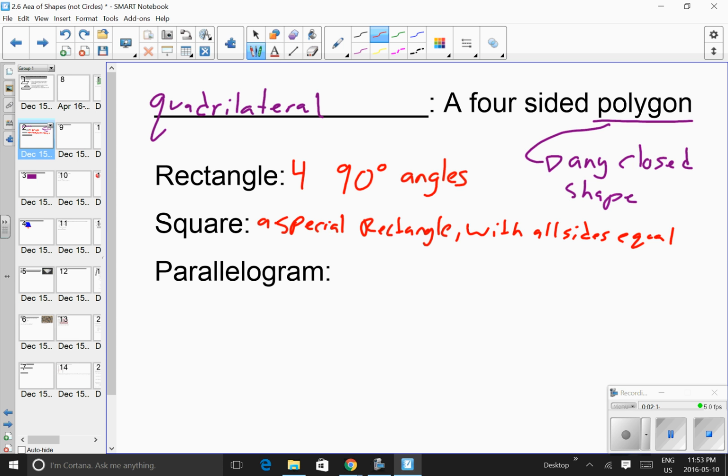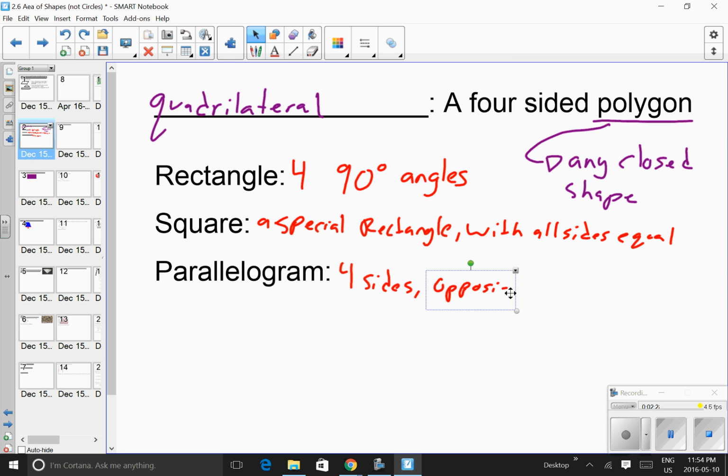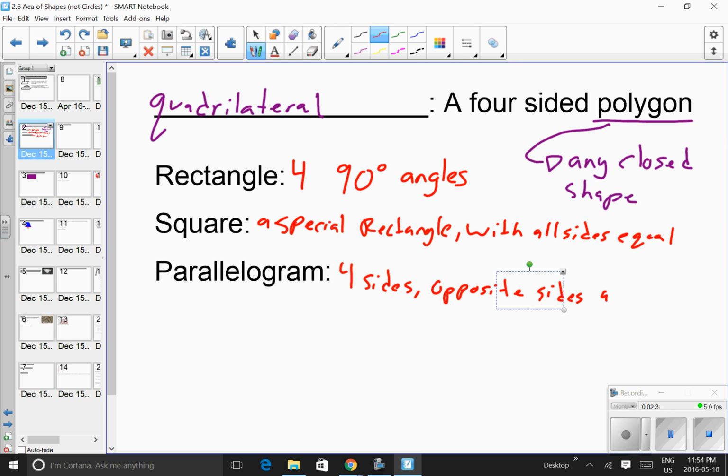And a parallelogram, what that is, it has four sides, so it's still a quadrilateral, and opposite sides are parallel. So opposite sides are parallel.